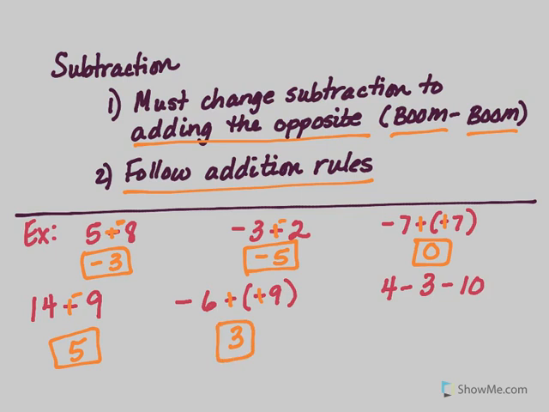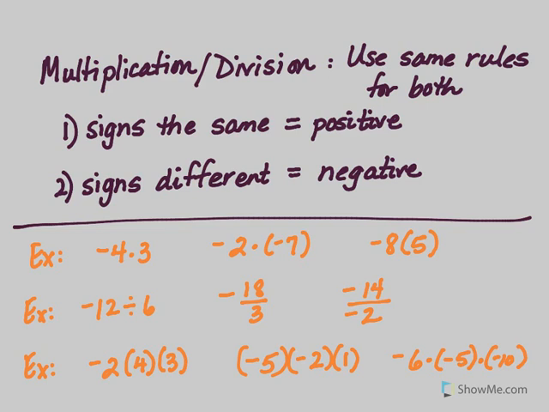Next one, we've got more than two numbers. So with subtraction, you can't move around. You have to go left to right. It's not like addition. It's not commutative, so I have to move in the order that the numbers are given. So 4 minus 3 is 1 minus 10. Now, boom, boom, and so 1 plus negative 10, find the difference, use the sign of the larger, and there's your answer.